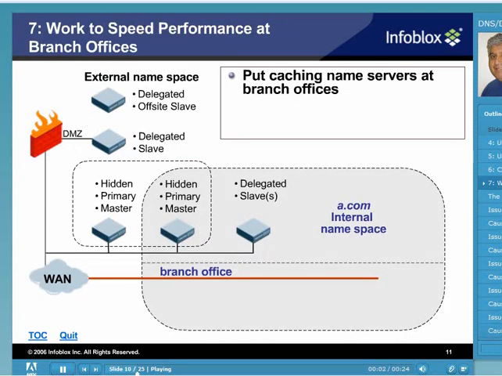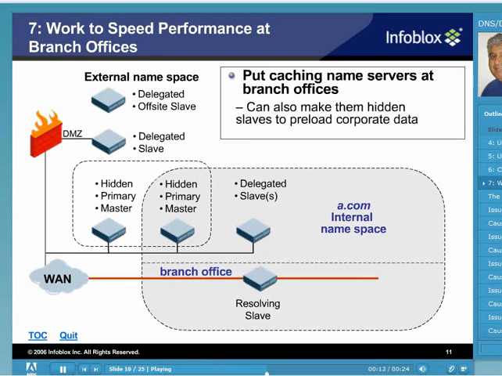DNS and bind can improve branch office performance. A resolving slave server can be put at the remote office to cache and thus reduce WAN traffic. You can also preload slaves with corporate zone data so that they can resolve queries locally. These local slave servers may be configured to be hidden.